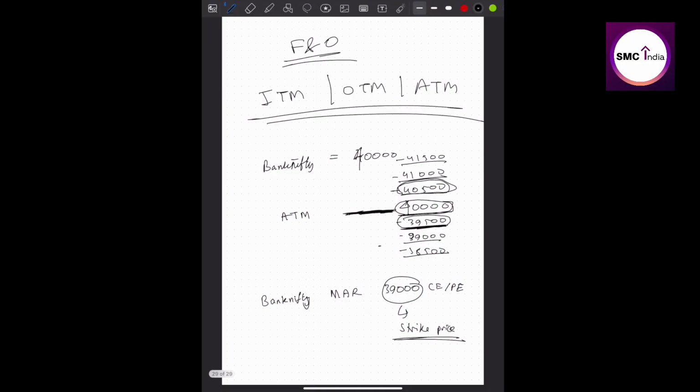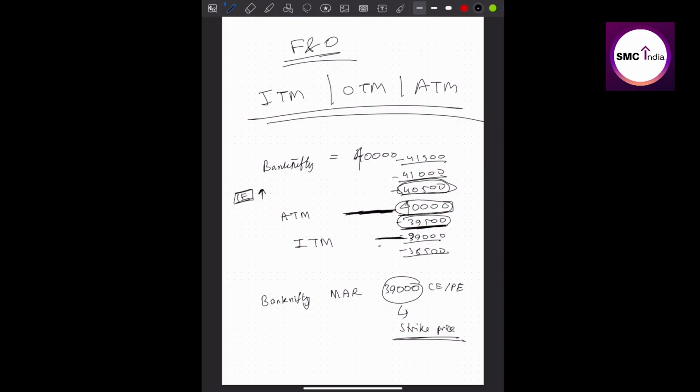Now, if we buy 39,000, we will call that in the money. Let's say Bank Nifty is trading at 40,100 and we are buying the 39,000 strike price premium. In these examples we are taking CE. What are CE and PE? I will explain later, within a minute. You just understand we are talking about CE.